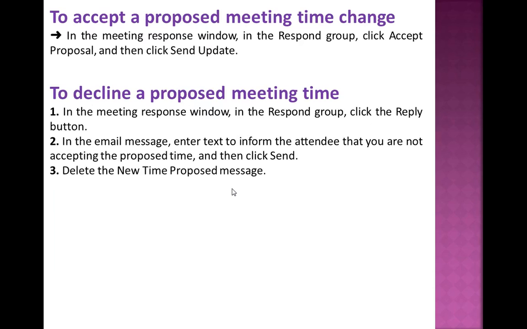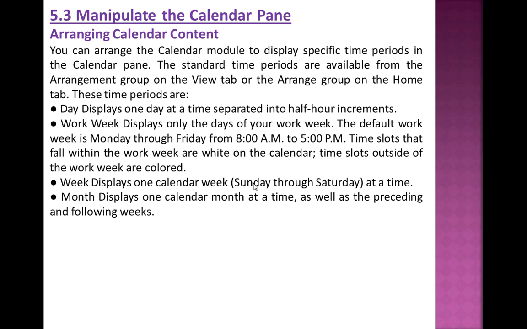Next one is how to accept a proposed meeting time change. Click on the meeting response window. In the response group, click accept proposal and then click on the send update. Then how to decline? First of all, how to accept, then how to decline. In the meeting response window, in the response group, click the reply button. In the email message, enter the text to inform the attendees that you are not accepting the proposed time, and then click on the send button and then delete the new time proposed message. Means you can decline the message, or you can decline the meeting, or you can accept the meeting with time change.